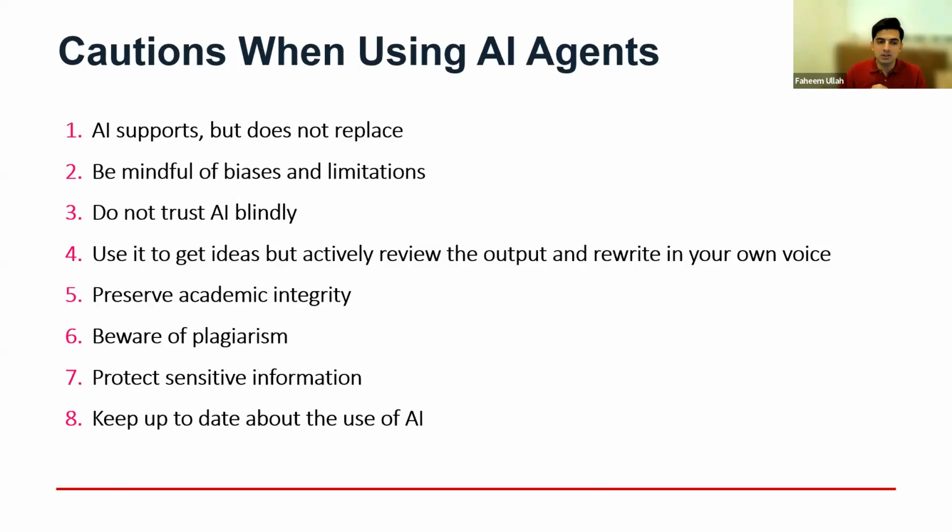Then the second one is that you need to be mindful of biases and limitations. Of course, AI is very good, the outputs are sometimes amazing, but you also need to be aware of its limitations. It is not an expert in your specific research area. Unlike, for example, you or your supervisor, who might be experts in that field, an AI agent might not be. So you need to understand its limitations as well.